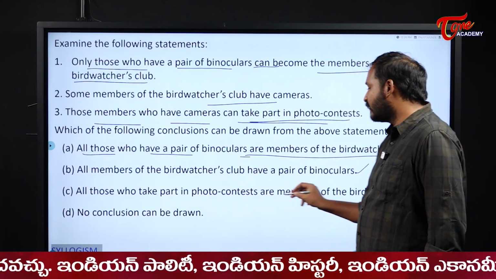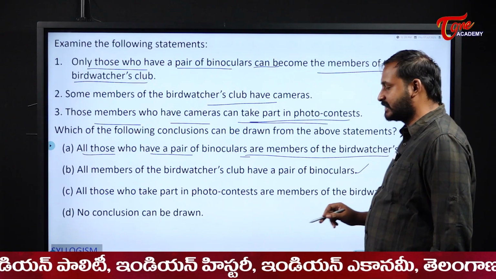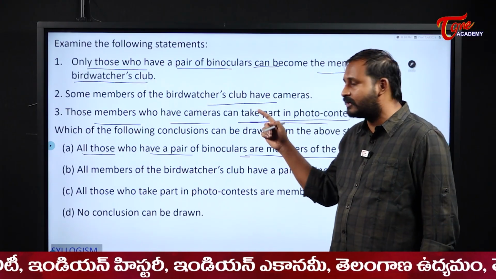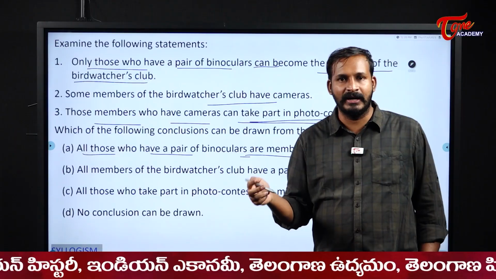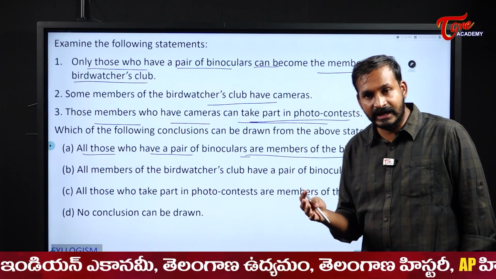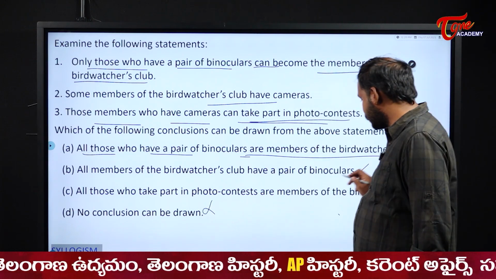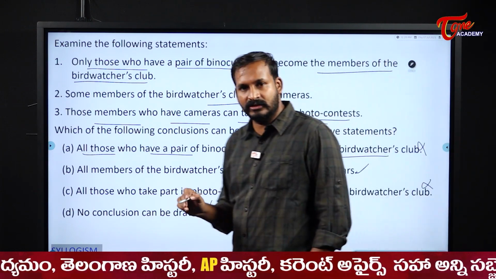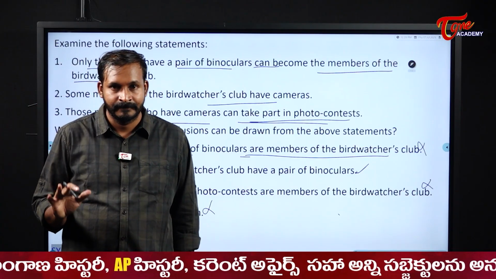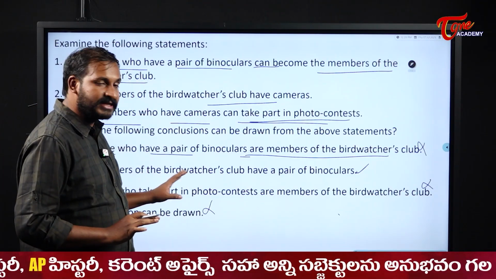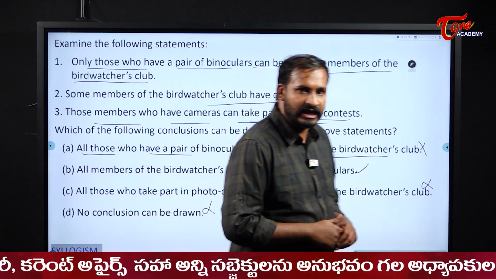All those who take part in the photo contest are members of the bird watchers club. Do they mention that anywhere here? No. They may possess a camera, but it doesn't mean that it is mandatory. So that is also gone. No conclusion is drawn there. We can draw the second one, right? So the second one is correct. That is with the general understanding that we have done this statements and conclusion problem.